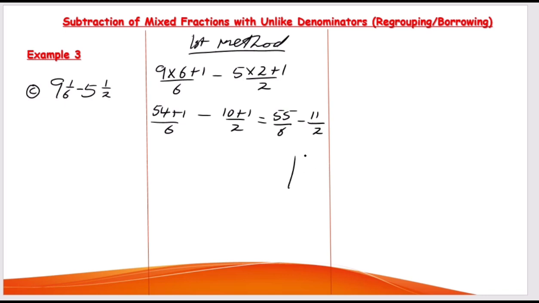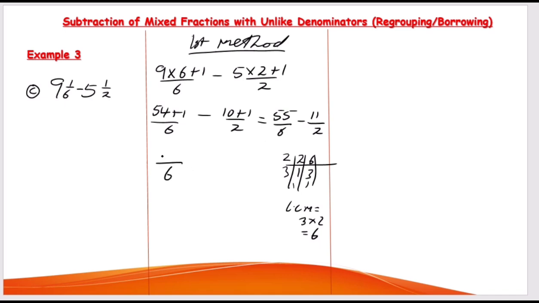Now let me find the LCM. What will be our LCM here? 2 in 2, 1. 2 in 6 is 3. 3 in 3, 1, 1. Therefore, my LCM is going to be 3 times 2, which will give me 6. Now that I've determined my LCM to be 6, I'm going to be having 6 here.